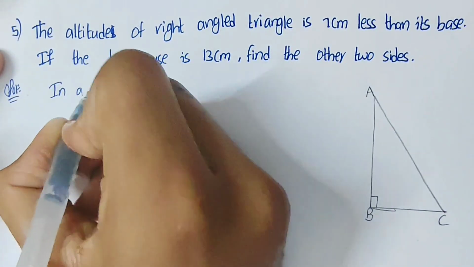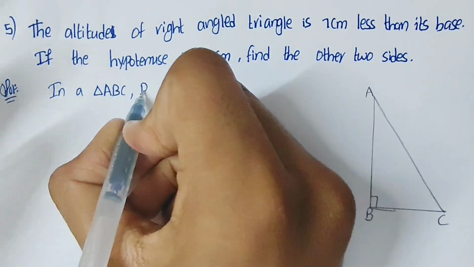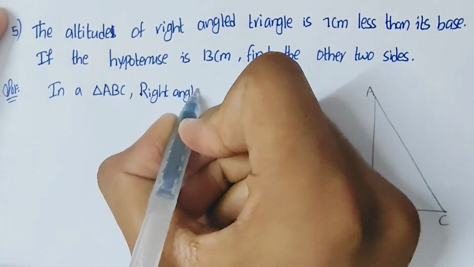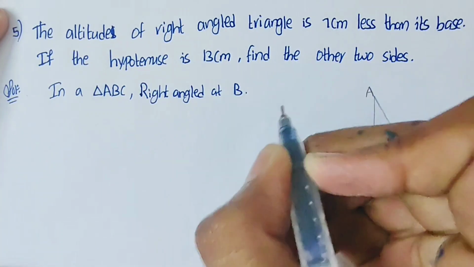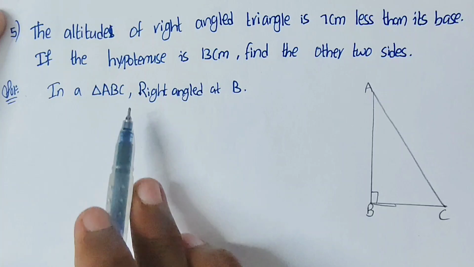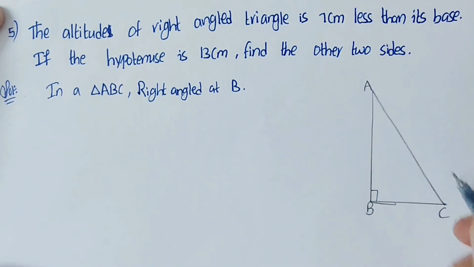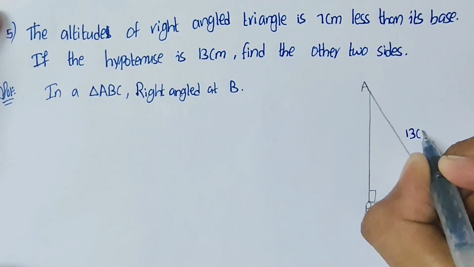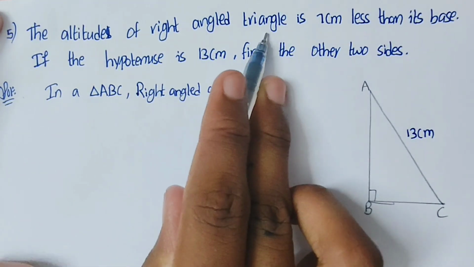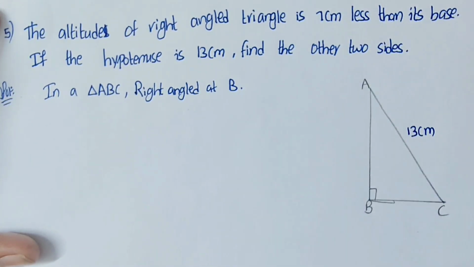In a triangle ABC, right angle at B, as given in the figure. If the hypotenuse is 13 cm, it means AC equals 13 cm. The altitude, meaning the height of the right angled triangle, is 7 cm less than its breadth.